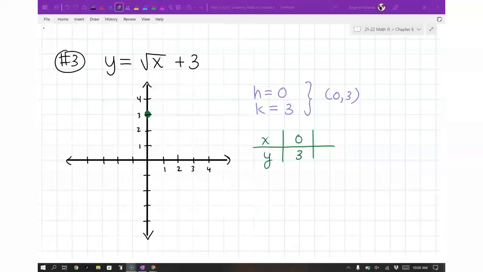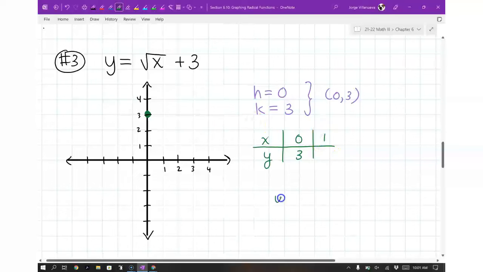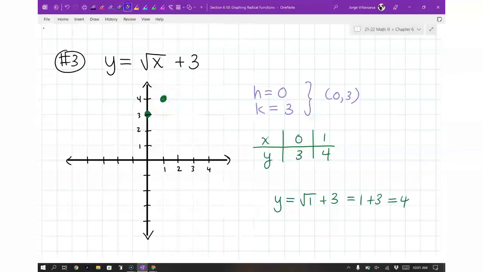Again, which point should I pick? It has to be to the right of the green dot. So yeah, pick 1, right? Pick an easy number right next to it. So we're going to pick a 1 right there. So plug that into your equation. Y equals square root of 1 plus 3. Well, the square root of 1 is 1, and 1 plus 3 is 4. So 1, 4. There's my point. So I'm just going to draw it. And there you go. We're done.